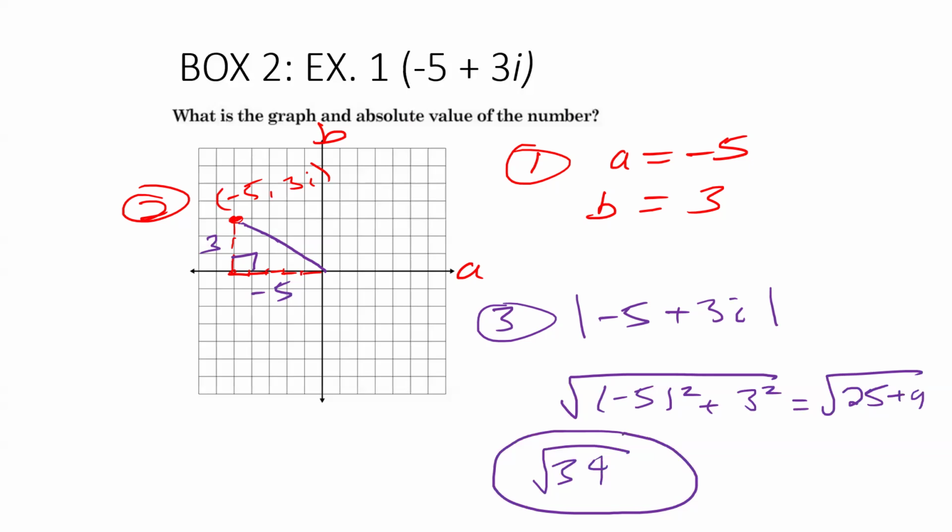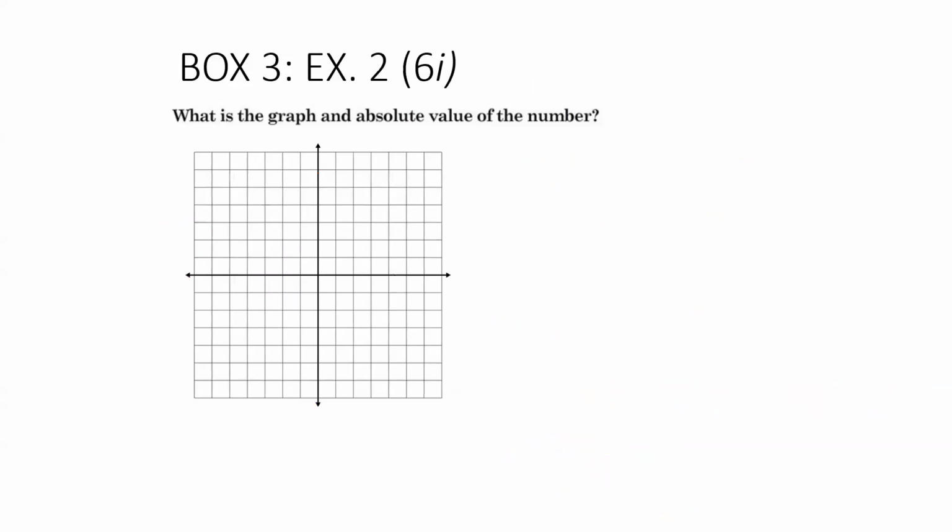All right. Box 3. Guess whose turn it is? It's your group's turn. So in box 3, you're going to go through the steps. Step 1, identify your a and your b. Step 2 is to plot. Step 3, calculate the absolute value. This one should take you approximately 60 seconds or less. Go. I said 60 seconds. That's not 6 seconds.